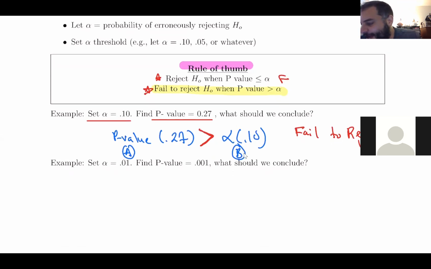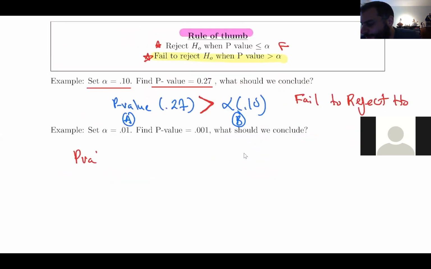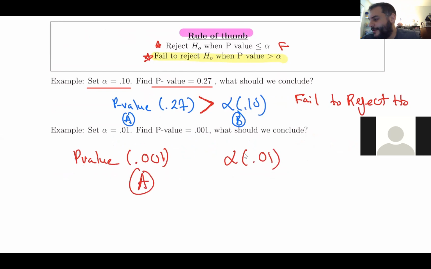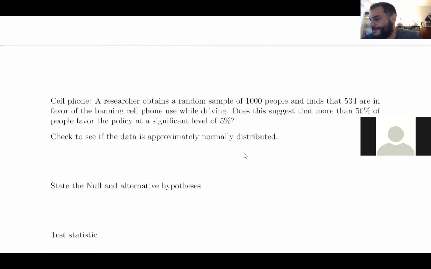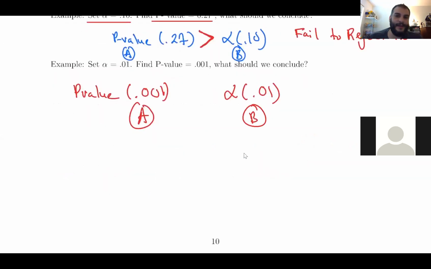So we have p-value, which is 0.001. We have alpha, which is 0.01. So let's say this is A. This is B. So let's go ahead and try to figure out which one's bigger. Which one's bigger, the p-value, which I denoted as A, or alpha, which I said was B? All right, sweet. So we get B.